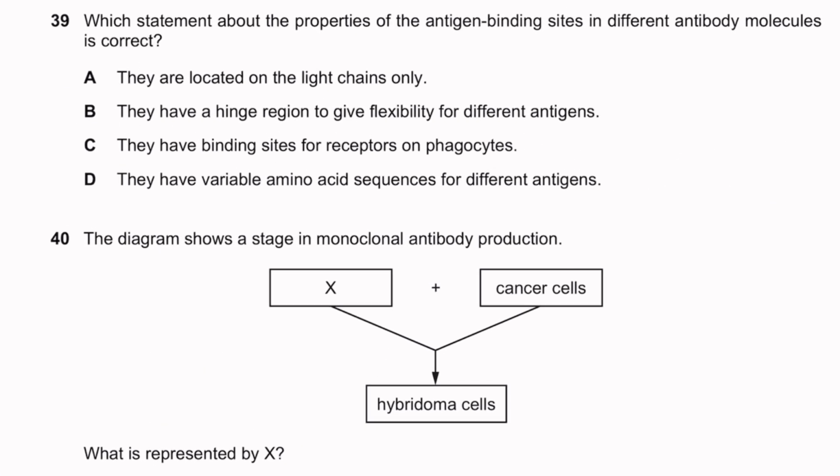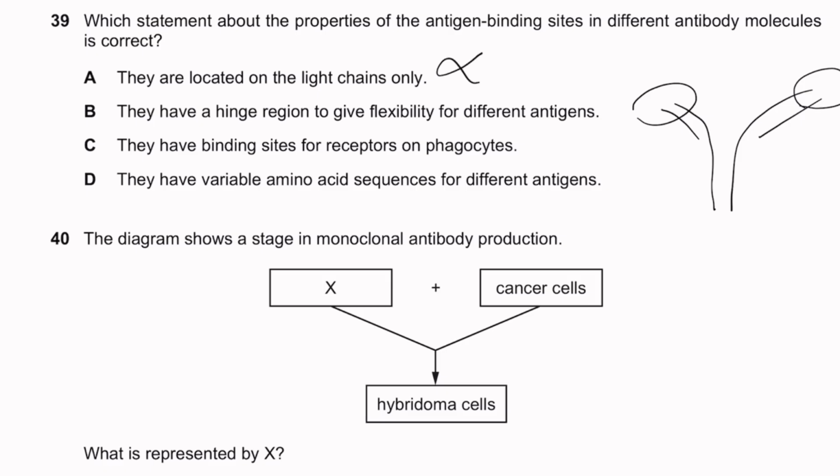Which statement about properties of antigen binding sites in different antibody molecules is correct? They are located on the light chains only. Are they located on the light chains only? No, because as we mentioned, the antibodies look something like this: 2 heavy chains, 2 light chains, and the antigen binding site will be right here. It's formed of both the light and the heavy chains.